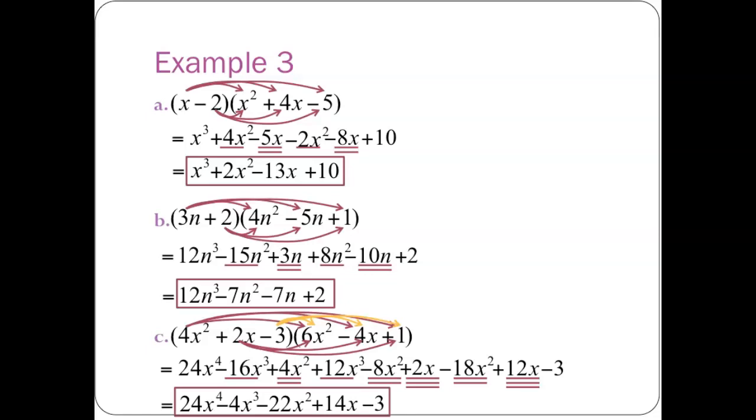So even with this last one, I know it's particularly long, but the process is still the same. You want to make sure you're distributing everything that's inside the first parentheses to everything in the second parentheses. Make sure you keep track. Make sure you combine like terms together, and that's it.